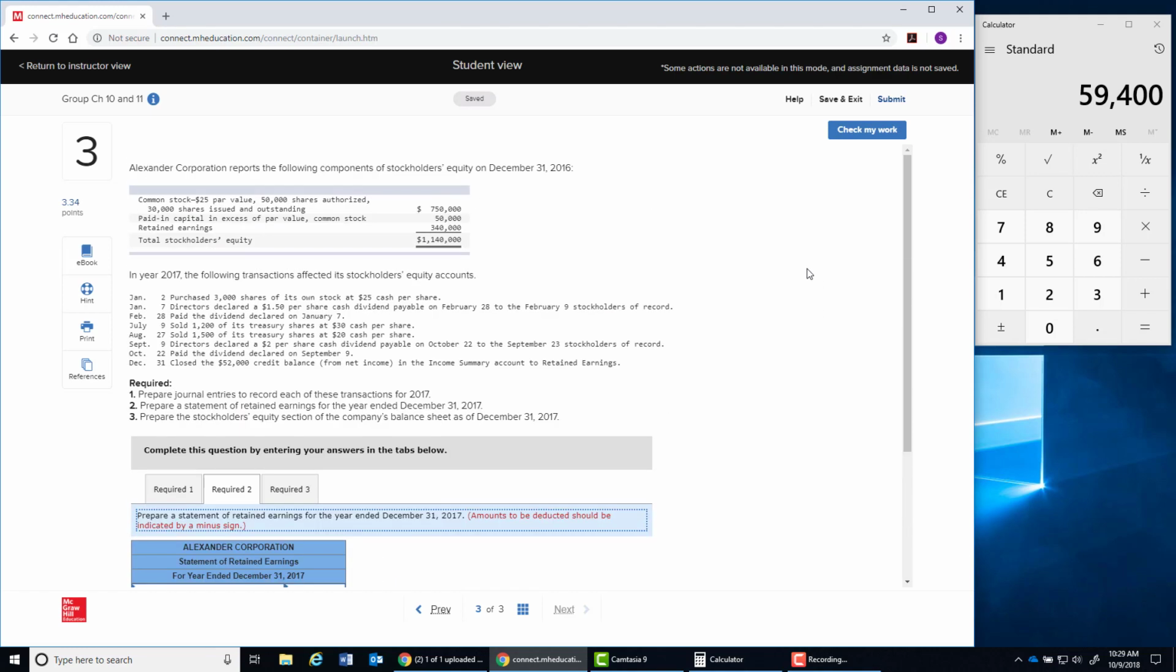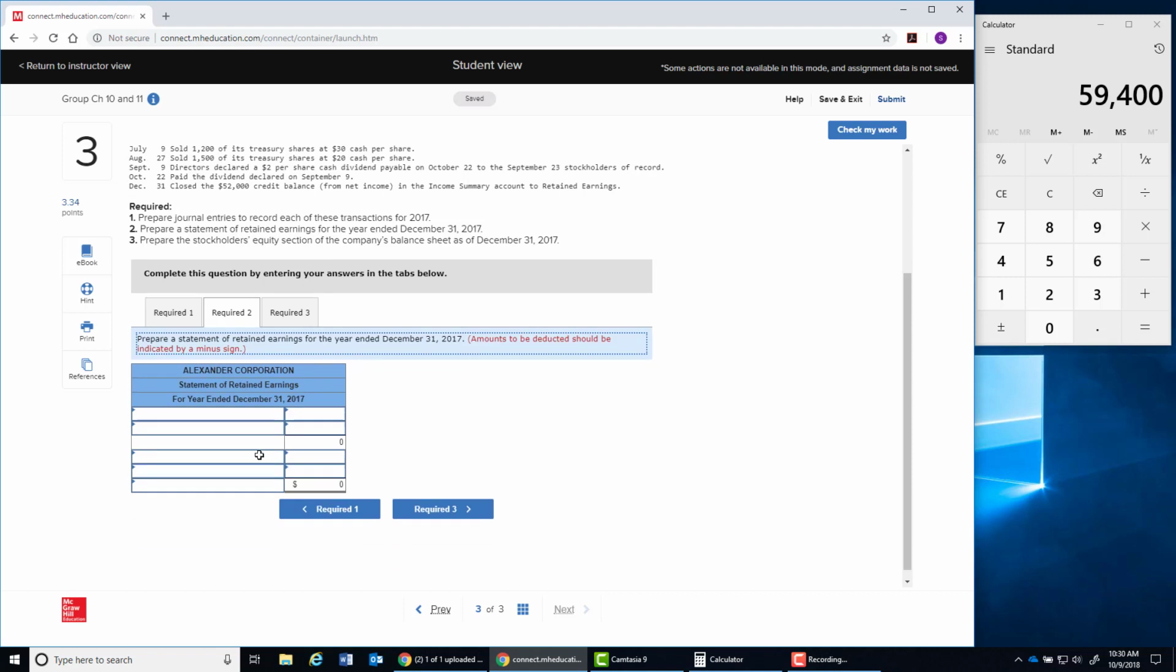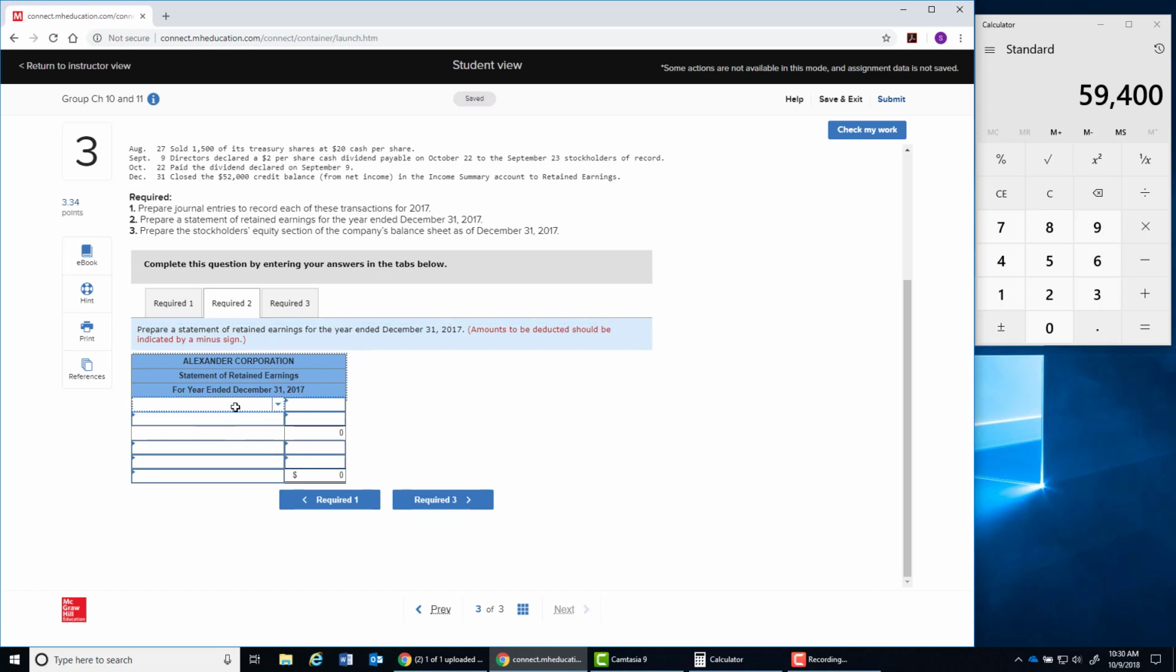And here we're looking at the same thing. It says to prepare a statement of retained earnings for the year ended December 31, 2017. Amounts to be deducted should be indicated by a minus sign. You may not remember this. It seems like it's been forever since we did it, but all we're doing in the statement of retained earnings is explaining the changes that should have happened before we close down net income.